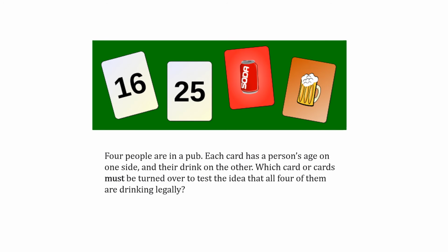And here's another problem. Again, you can read it. 4 people in a pub, each represented by a card with an age on one side and a drink on the other. And the question this time is which cards must be turned over to test the idea that all 4 of them are drinking legally. Okay, so have a go at that one too.